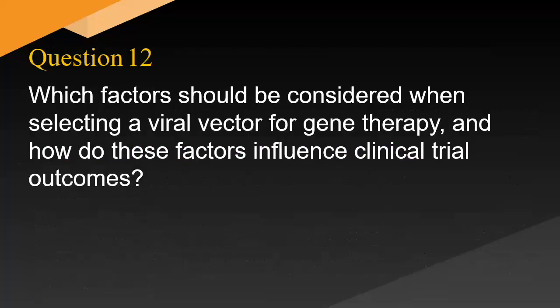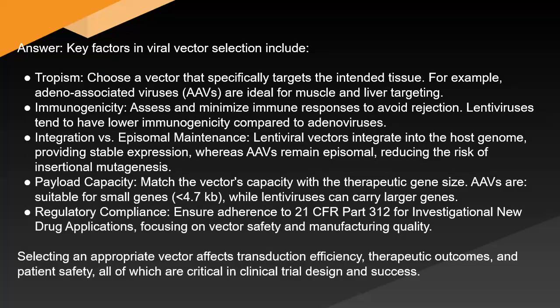Which factors should be considered when selecting a viral vector for gene therapy, and how do these factors influence clinical trial outcomes? Answer: Key factors in viral vector selection include tropism. Choose a vector that specifically targets the intended tissue. For example, adeno-associated viruses (AAVs) are ideal for muscle and liver targeting.